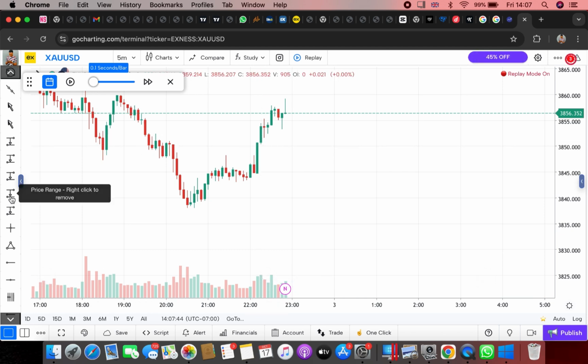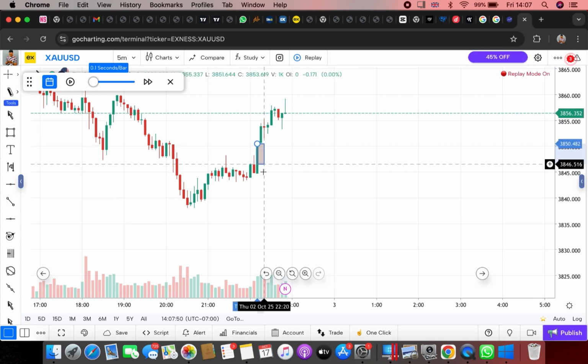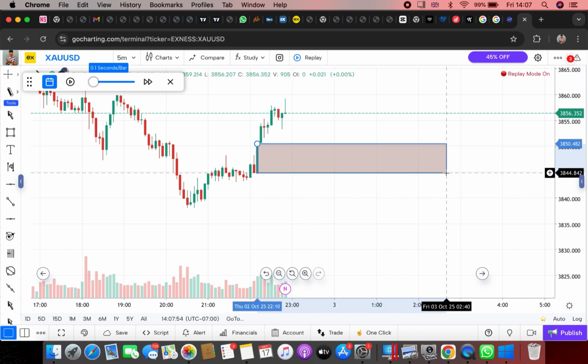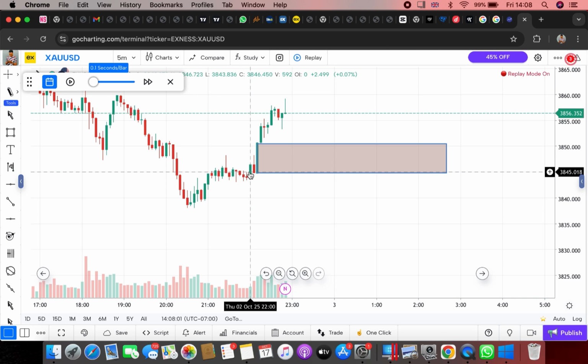Look at it from here. If you know what the fair value gap or imbalance means in the market, from here, this is what we call the fair value gap. So now what are we waiting for? We are waiting for the market to come back to this zone.